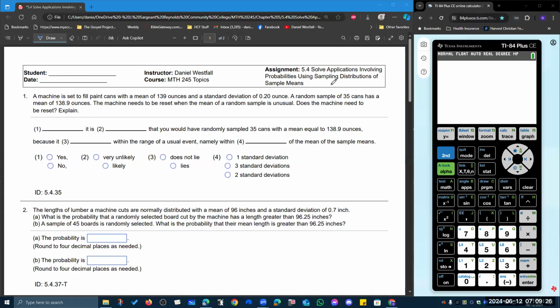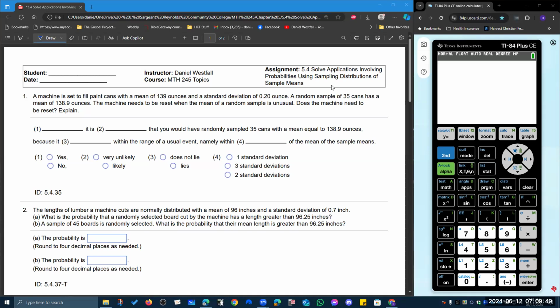In this video, we're going to solve applications involving probabilities using sampling distributions of sample means. The machine is set to fill paint cans with a mean of 139 ounces and a standard deviation of 0.20 ounces. A random sample of 35 cans has a mean of 138.9 ounces.